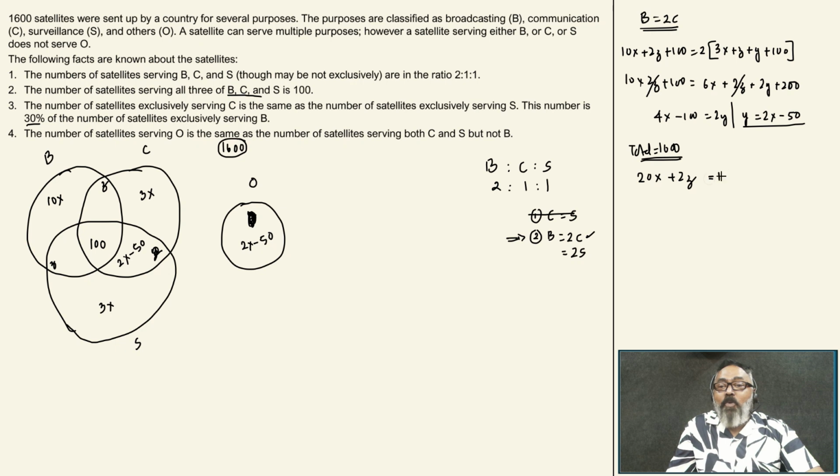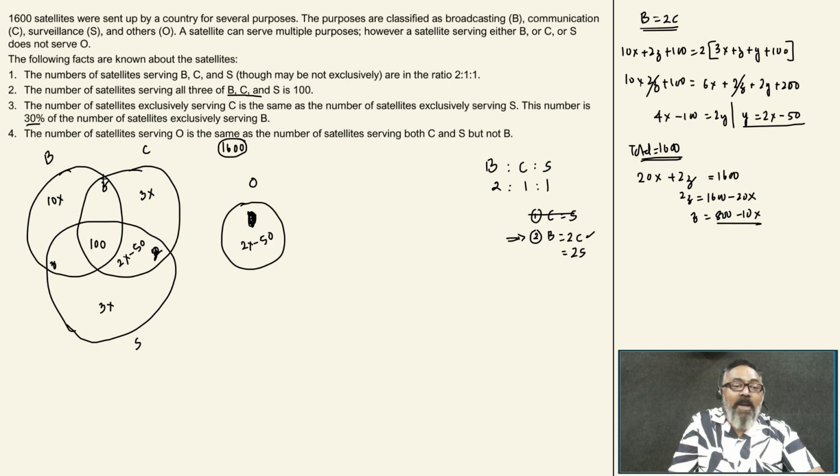This total will be equal to 1600. Or we can write 2z would be equal to 1600 minus 20x. What is z therefore? 800 minus 10x. Wonderful. Z is 800 minus 10x. So everything is done. That's all.